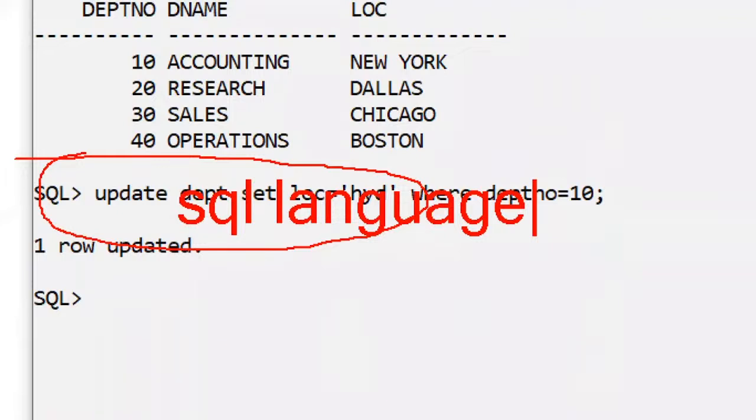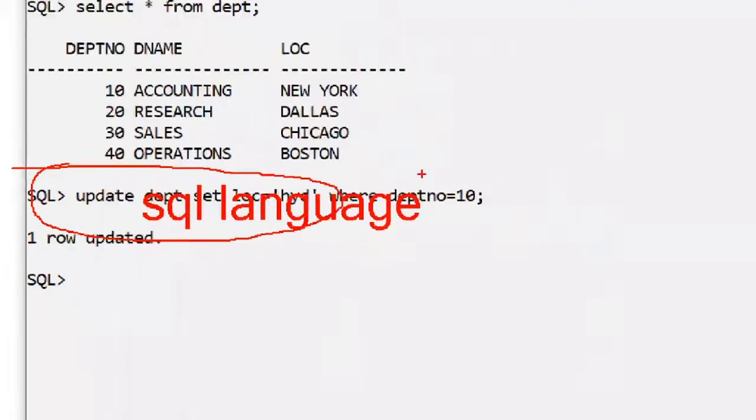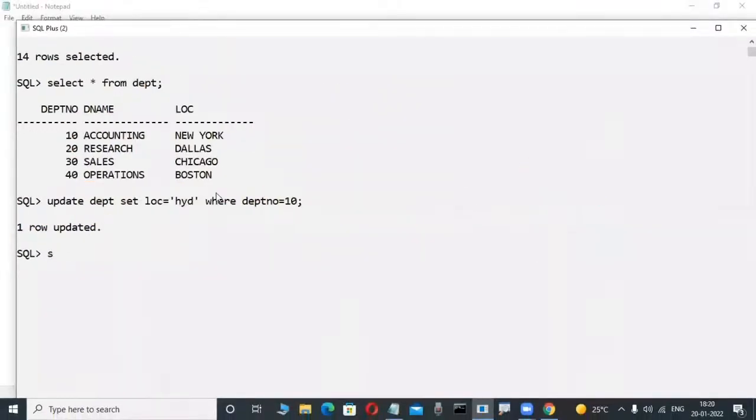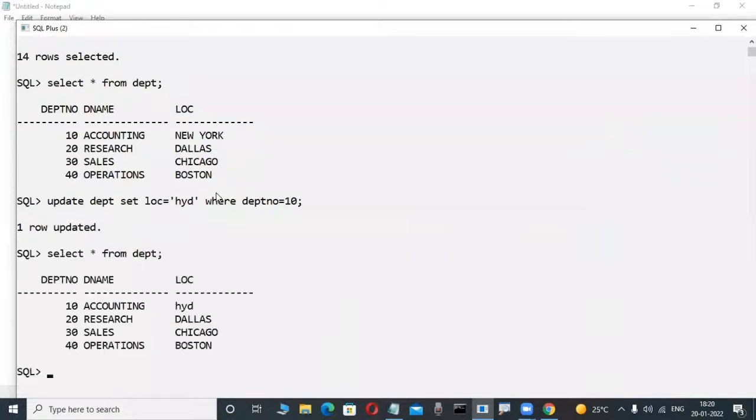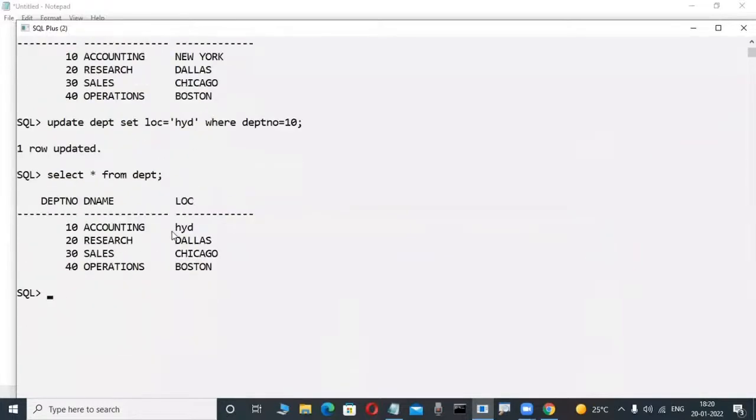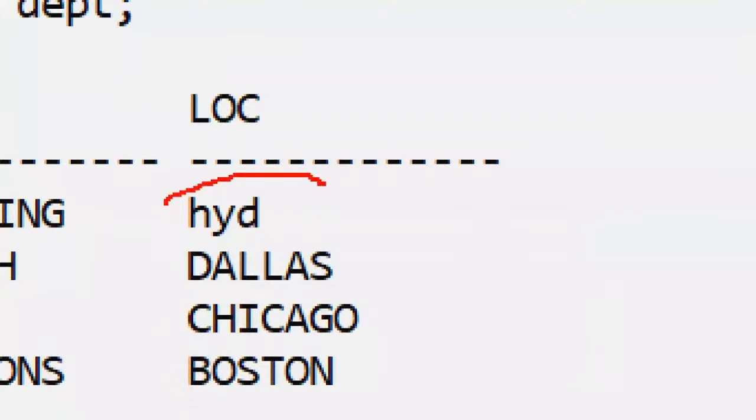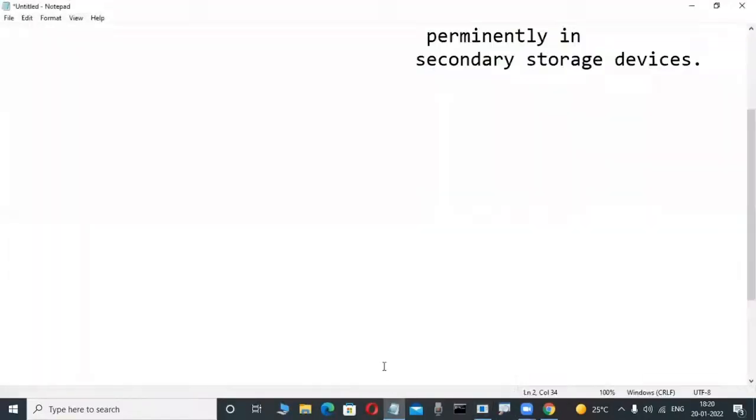Now, observe it here. Once we are writing this type of coding, this is called SQL language, then automatically it is affected in your database. Observe it here. Your database. In the previous case, New York is there, but in this case, Hyderabad is the location, is it there or not? Yes. That's why always observe it here.